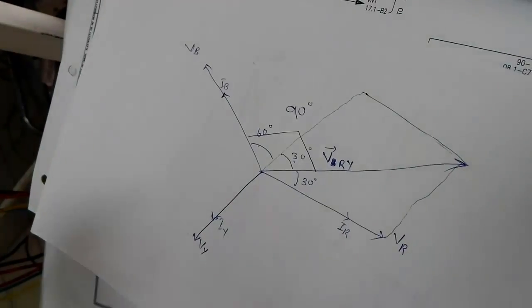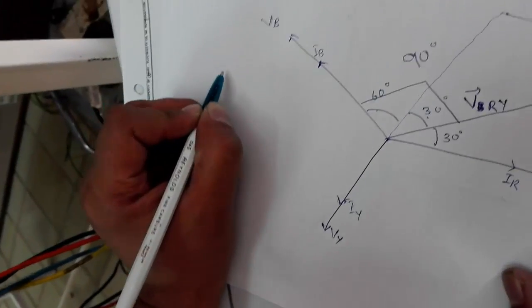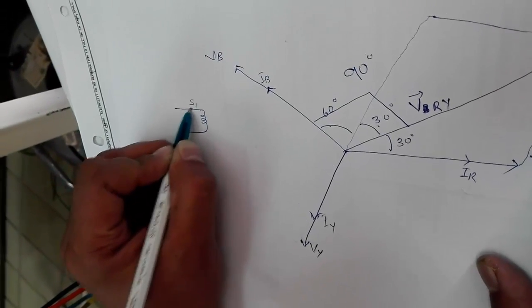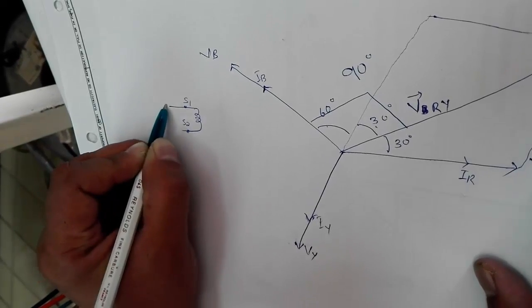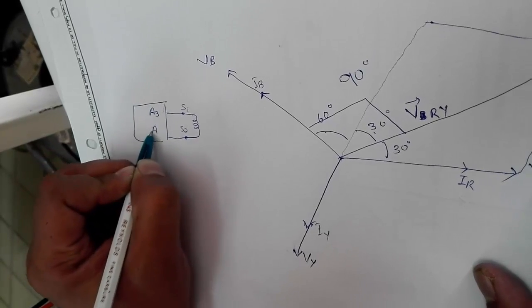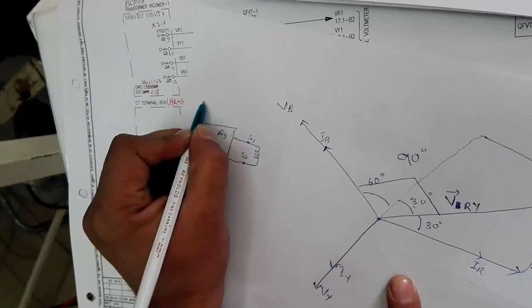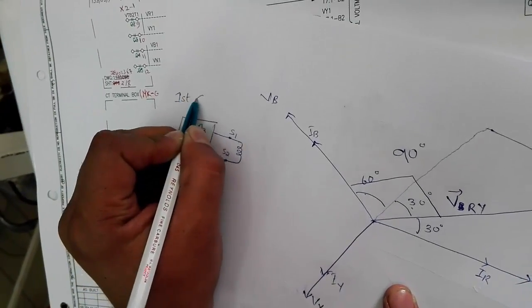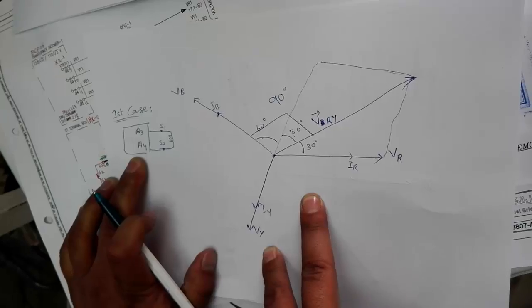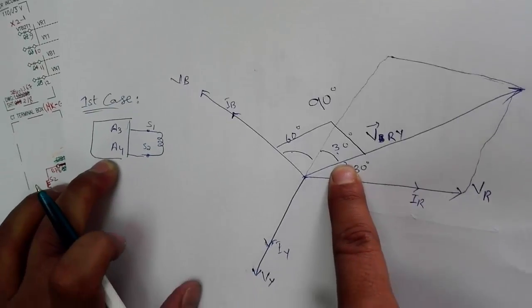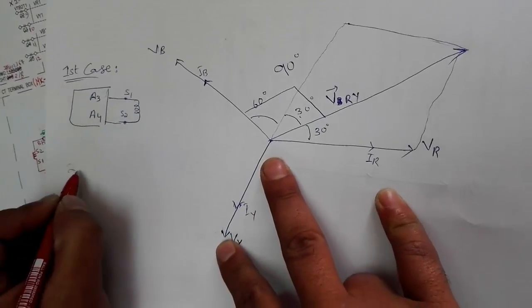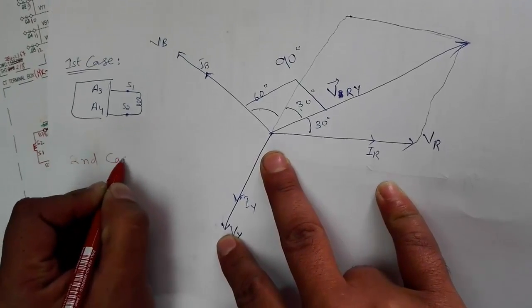So if your connection is like A3 A4, your connection is like this to your ZIV relay. This is the first case. It means that this connection is for this. Now if your connection is reversed, we will use the red ballpoint to show this. Second case.